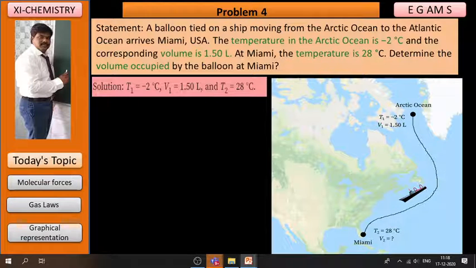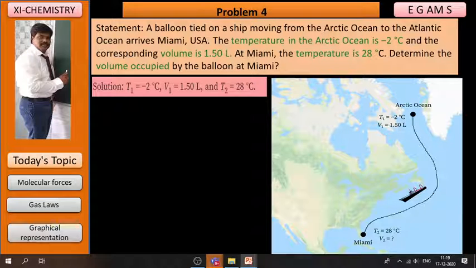Temperature they have given, immediately underline it. And the corresponding volume at minus 2 degrees centigrade, the volume also given, that is 1.50 liters. At Miami, the temperature is 28 degrees centigrade. Determine the volume occupied by the balloon at Miami. So all the values are given. You have to determine the volume occupied, means V2 you have to find out.